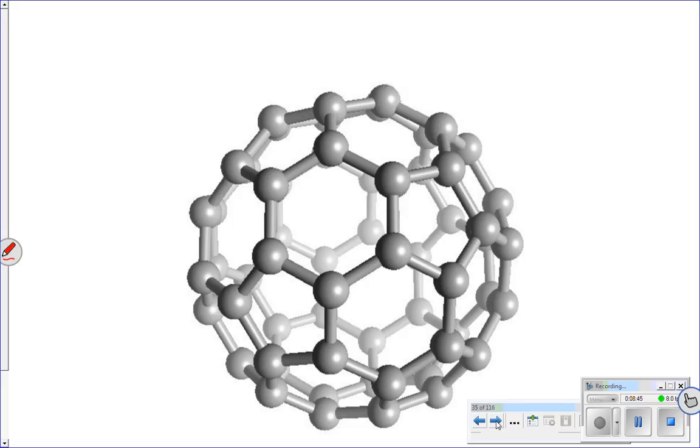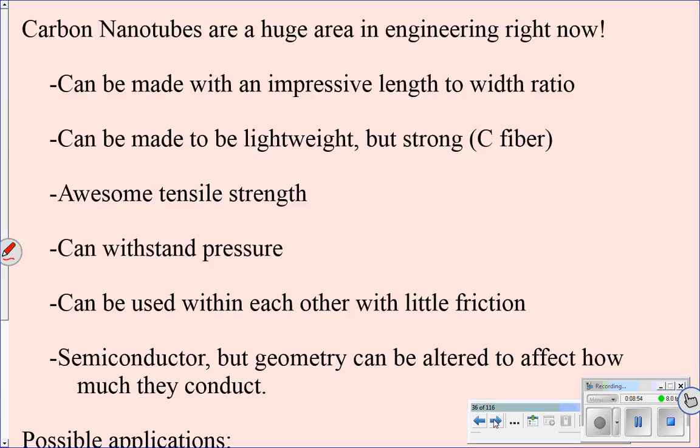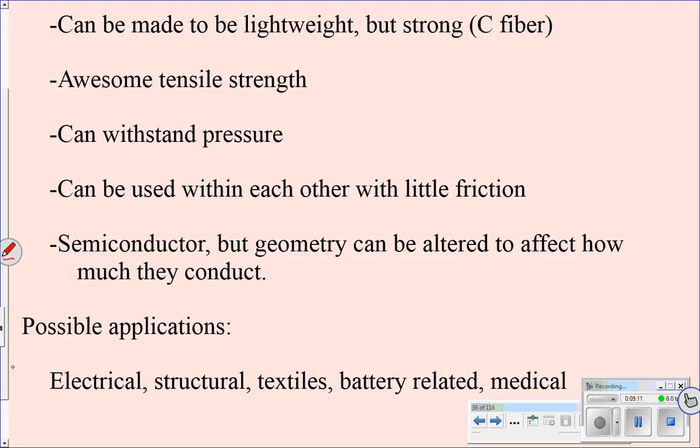This is something called a buckyball. These are actually found in soot and are kind of the precursor to carbon nanotubes and some of that cool technology. So right now, carbon nanotubes are something that you might have heard about. This isn't stuff that you're going to get tested on, but just some interesting things to know. You can make really long structures that are very lightweight. They have great tensile strength. They can withstand a lot of pressure. And they actually are a semiconductor, so that can be a really helpful thing.